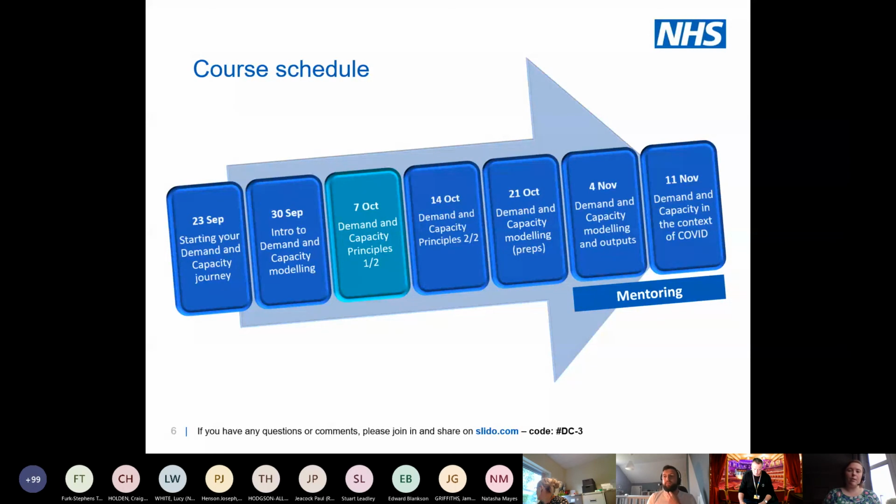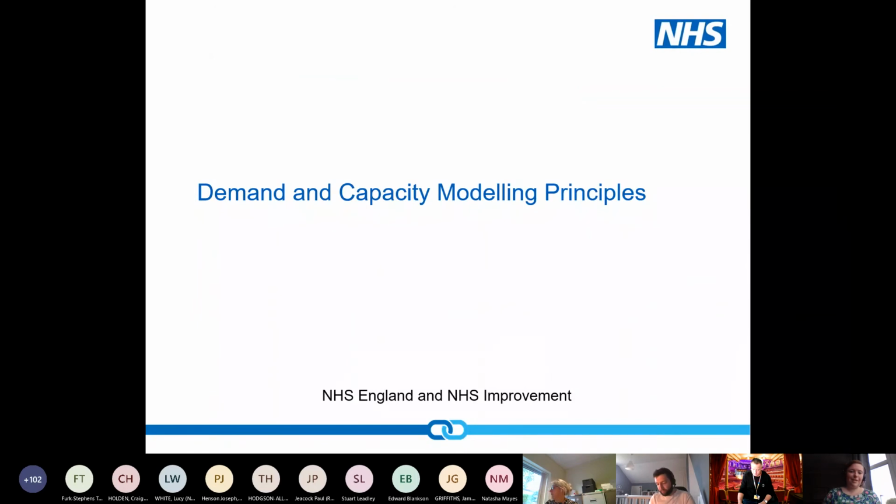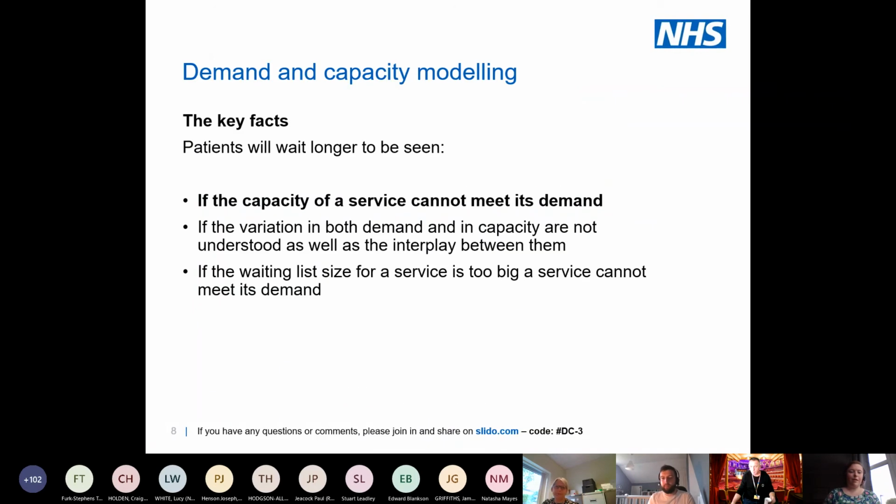I know that the models, when we get to that, can sometimes be thought to be a bit acute focused. We're going to try and make sure that we really unpack how you can use them in community mental health, but these underpinning principles really are universal to any kind of context in any service. And then next week we'll be looking at the second part of those principles. So yeah, I'll just hand over to Paul now. He's going to talk us through the next few slides.